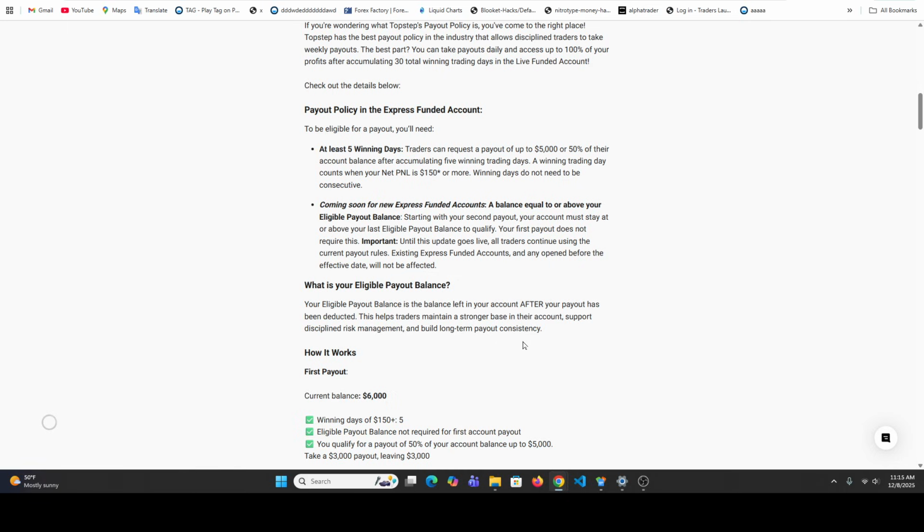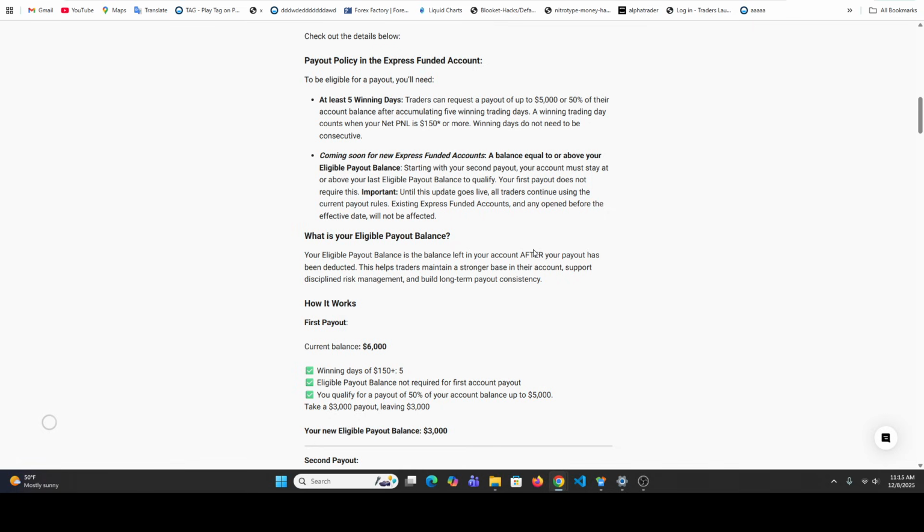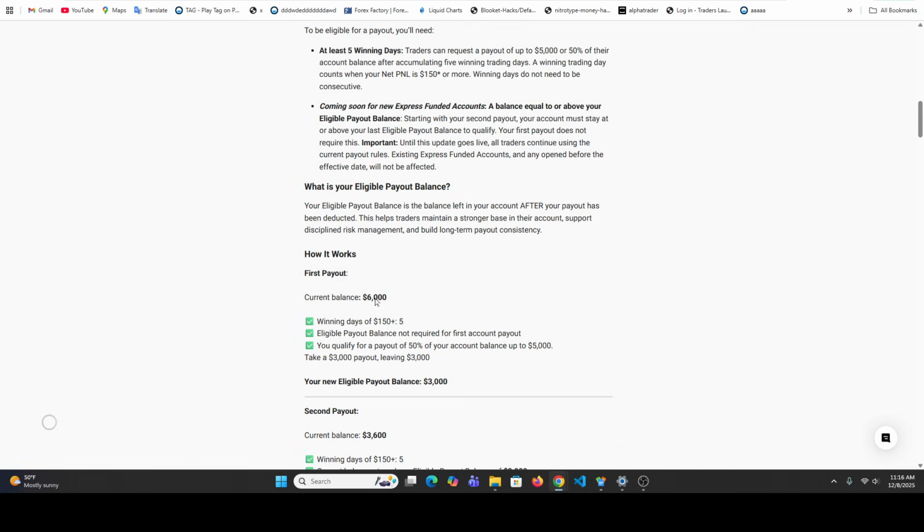Something I want to make everybody very aware of is that this is coming soon for new Express funded accounts. It is, in my opinion, a little bit like a buffer. I don't see anything wrong with this. It keeps you accountable, it keeps you consistent, which you need to be a successful trader. So it hasn't gone live yet, so check the pinned comment. If you guys have any questions, leave them down in the comments. But let's talk about this and what this kind of looks like.